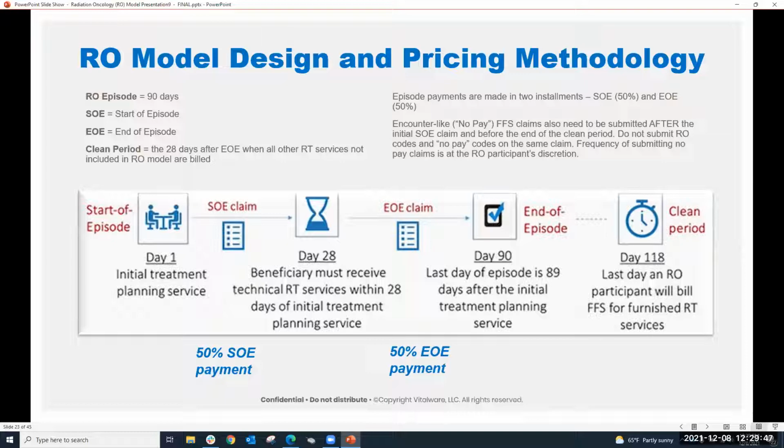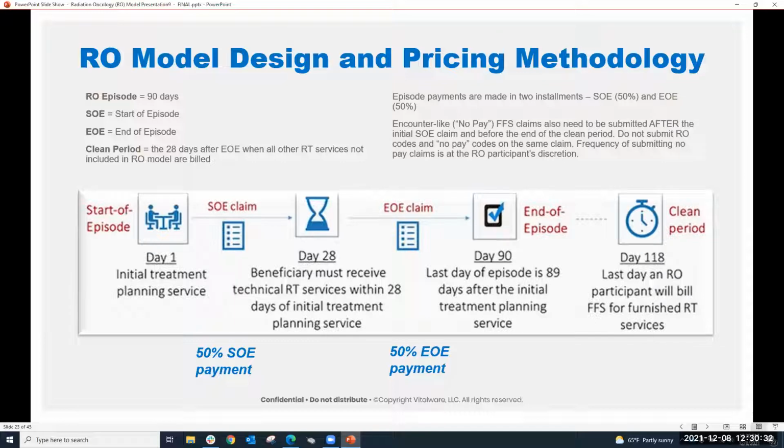So day 1, you have your initial treatment and planning service. They meet with the physician, you get your HCPCS code, you submit your start of episode claim with that HCPCS code and your V1 modifier. After that day, you can start submitting your no pay fee for service claims. So you can bill that E&M fee for service claim. Just to note, it has to be done on a separate claim. Your RO model claim with your V1 modifier should not have anything else on it besides that HCPCS code and the V1 modifier. Your fee for service no pay claim has to be a separate claim.